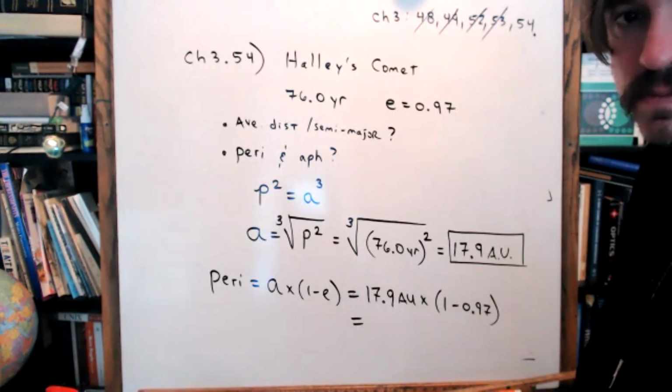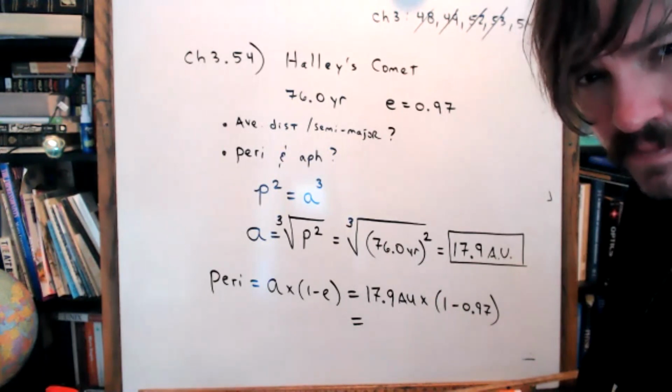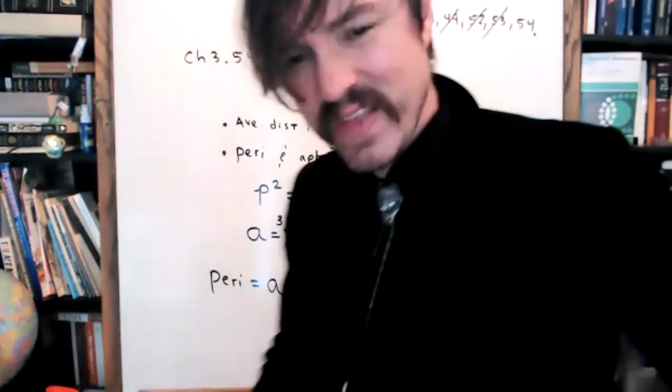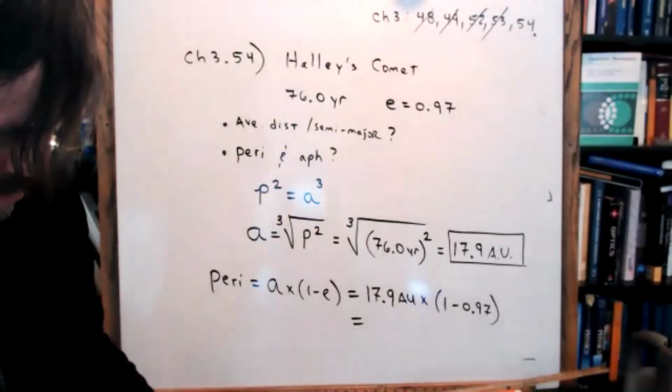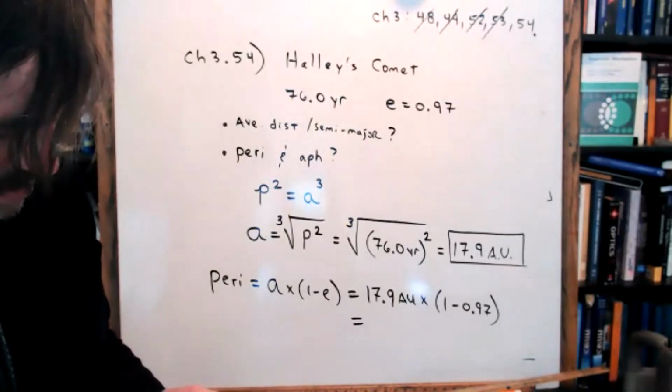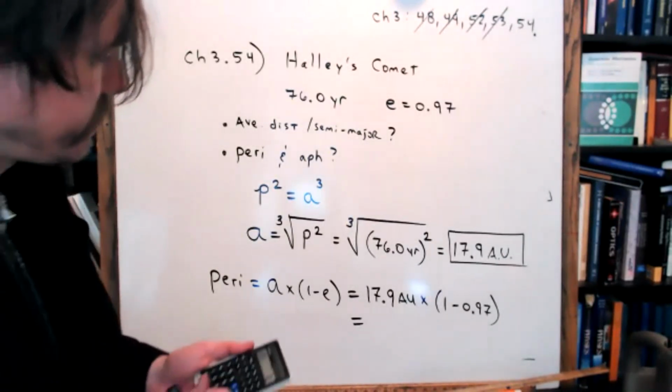Got 1.43. I'm sorry, could you say that again, Ian? I got 1.43, and it would be... That doesn't sound familiar. Did anyone get something else? I got 0.537. Okay, I must have done something really wrong. I got 0.537 too. Okay.